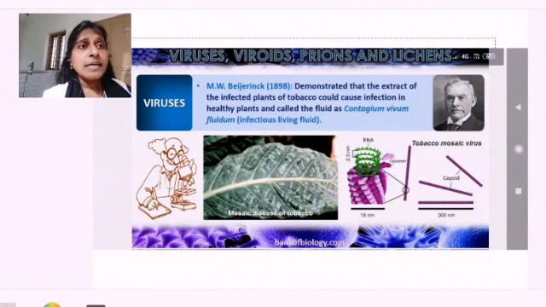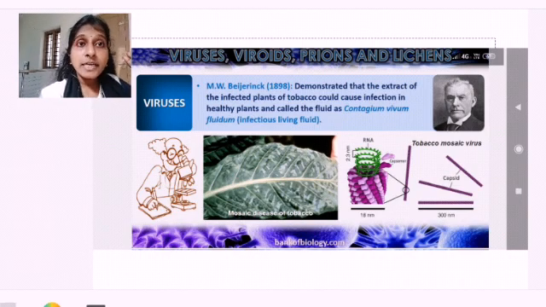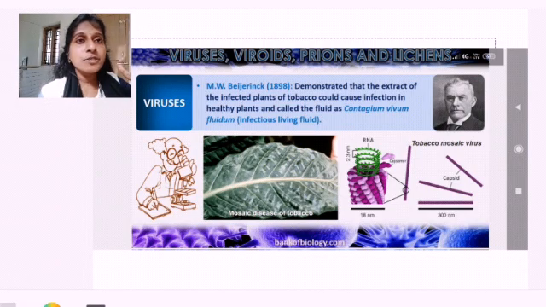Now, M.W. Beijerinck demonstrated that the extract of infected tobacco plants can cause infection in healthy plants. This tobacco powder was taken and dropped over other healthy plants, and those plants also got attacked. They started suffering from that disease. So, it is contagious. Contagious means what? It spreads from one person to another very fast. It spreads from one plant to another very fast.